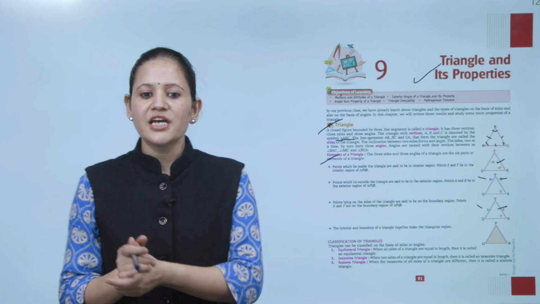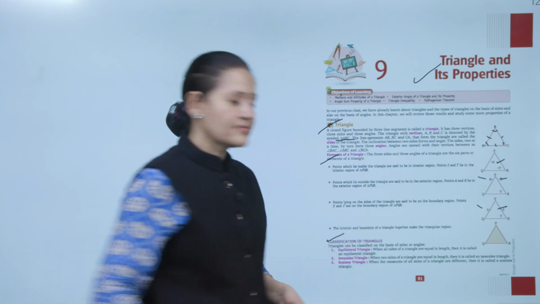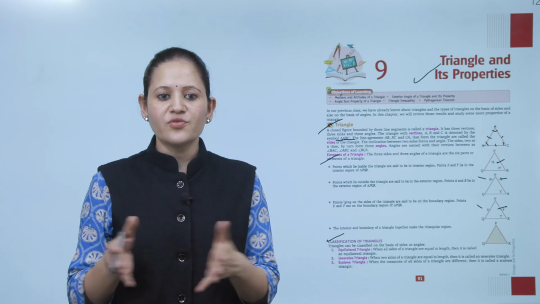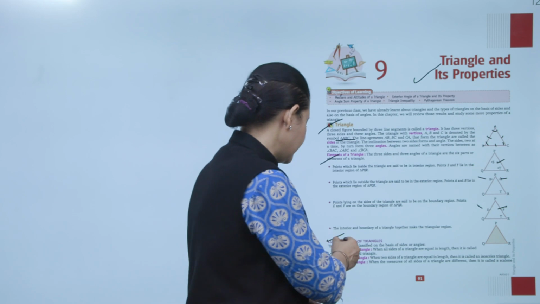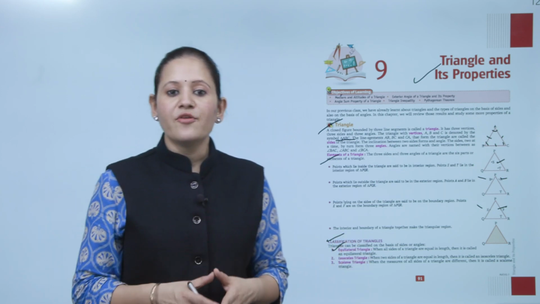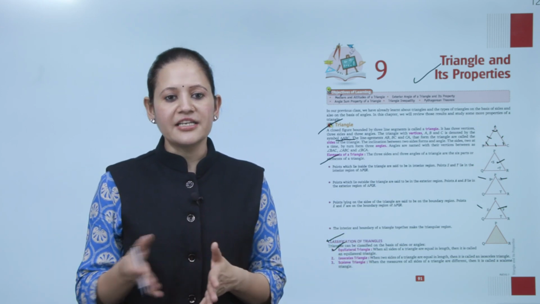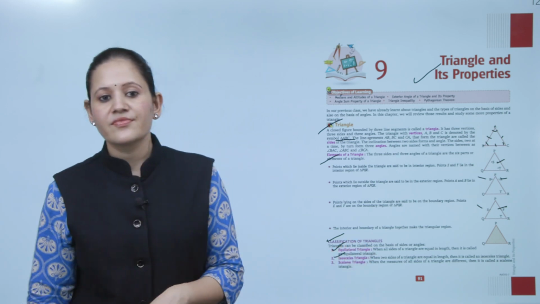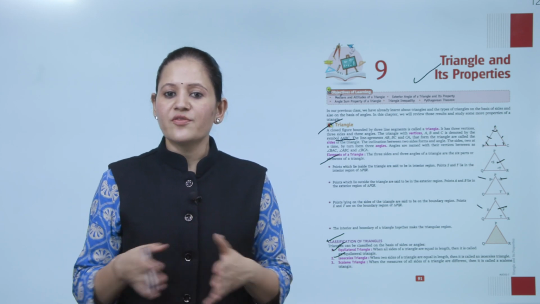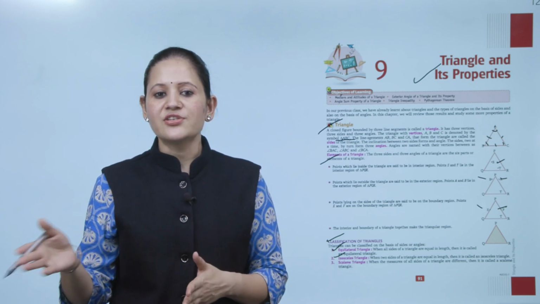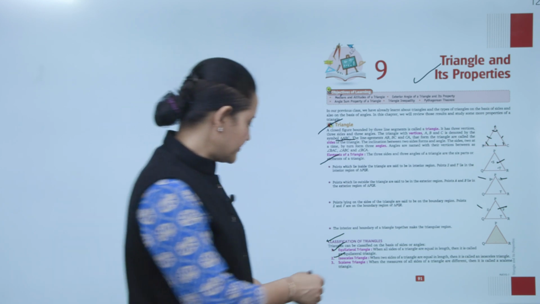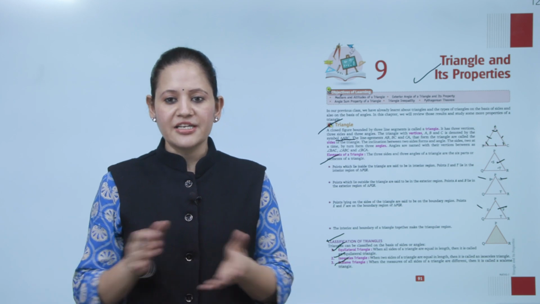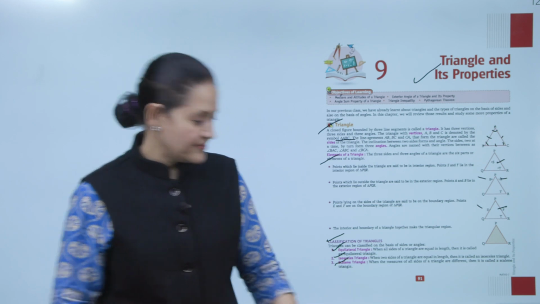Next is classification of triangles. Triangles can be classified on the basis of sides or angles. So, first is equilateral triangle. When all sides of the triangle are equal in length, that is called an equilateral triangle. Next is isosceles triangle. When two sides of the triangle are equal in length, then it is called an isosceles triangle. And next is scalene triangle. When the measures of all sides of the triangle are different, then it is called a scalene triangle.